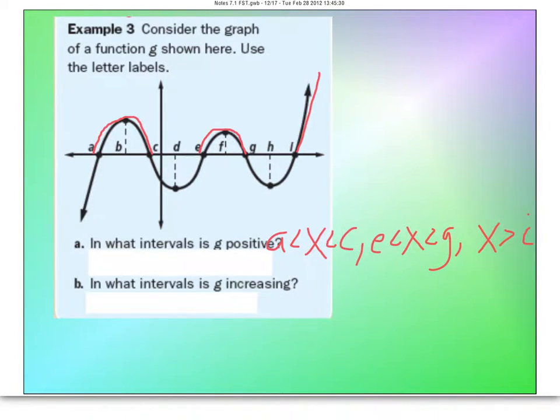Now, where is this function increasing? Remember, increasing means the slope is positive. So it's positive here, it's positive here, and it's positive here. So I would state that, again, it looks like anything from B on lower. It looks like it's between D and F, and between H on up. So I'm going to say all the x's less than B, the x's in between D and F, and the x's greater than H.